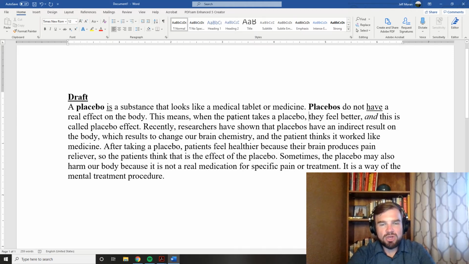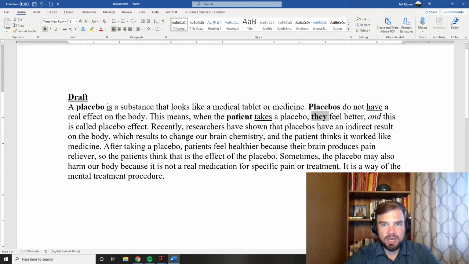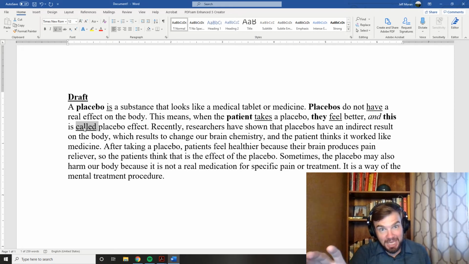So when the patient takes, patient takes, so we definitely have subject, verb. They feel better, subject, verb. And this is called the placebo effect, subject, verb. Ooh, okay, so this is definitely more than a simple sentence, right? We have 3 subjects, 3 verbs. You can probably, hopefully, guess where this is going, right?